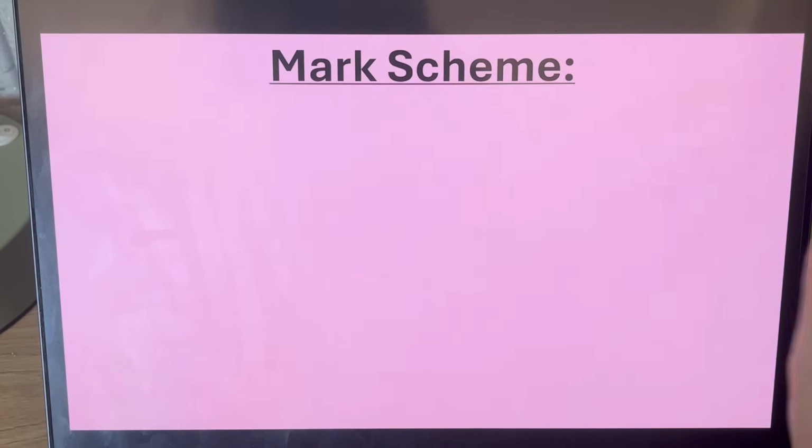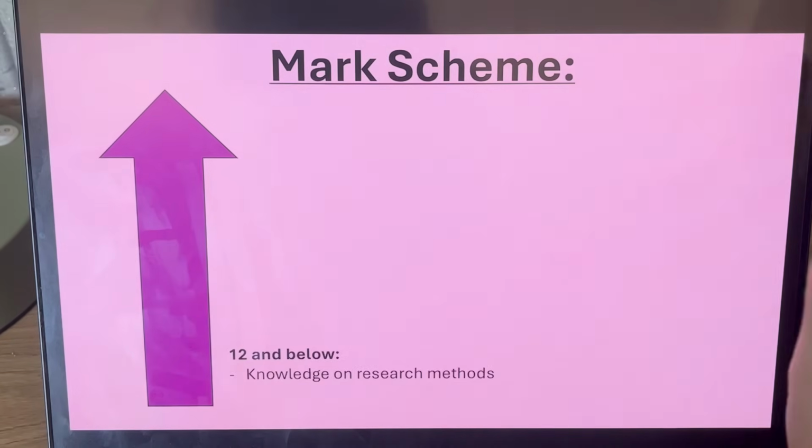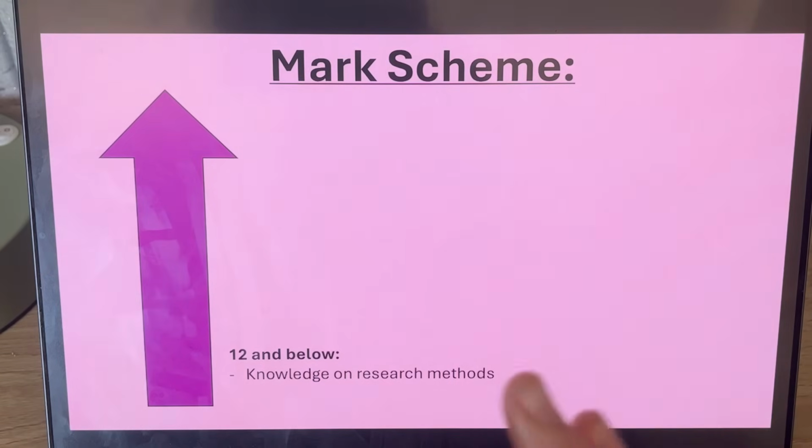So the mark scheme. We're starting at the bottom. Like we've said, 12 and below is your knowledge on research methods. Like I say, the highest you can get is 12 just off research methods if you didn't talk about education whatsoever.